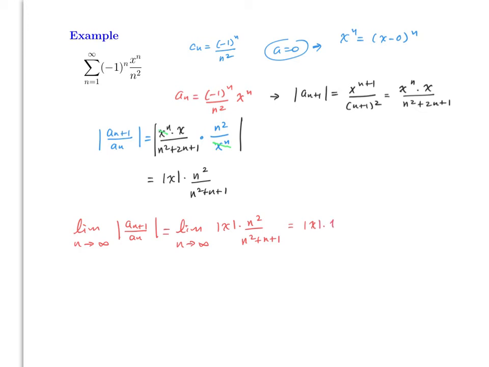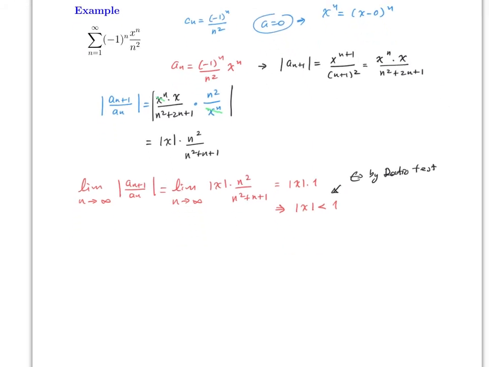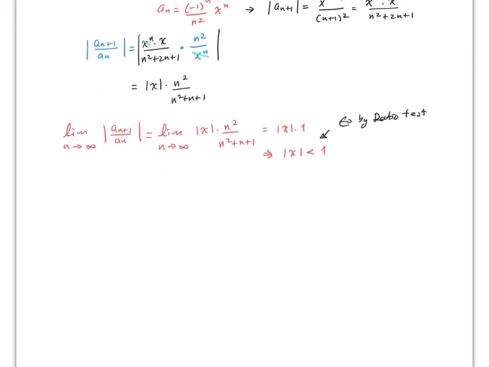Now remember that the ratio test requires that the limit be less than 1 to be convergent. So therefore that implies the absolute value of x has to be less than 1, if you want it to be convergent by the ratio test. Okay? So therefore this will be the radius of convergence. So R will be 1.